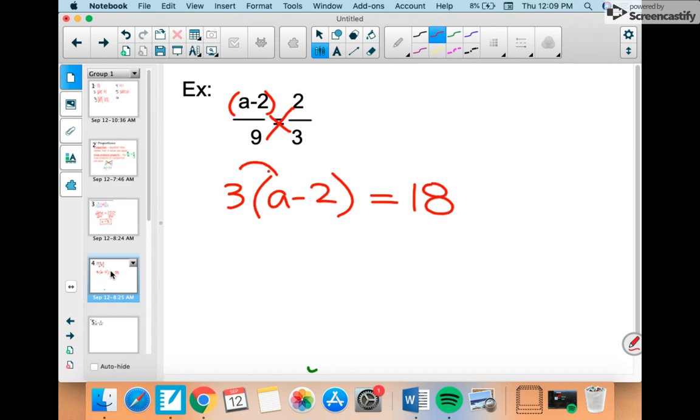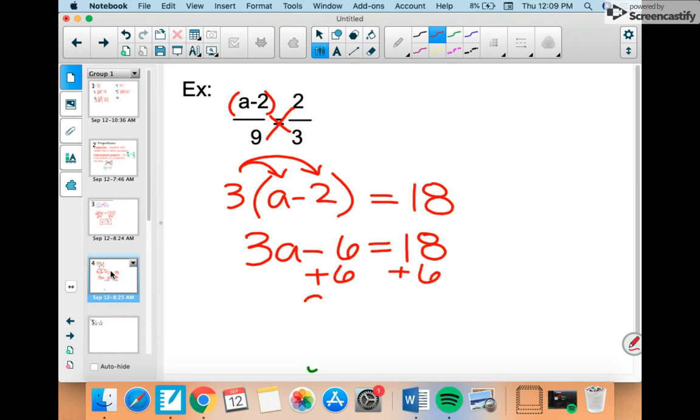To solve this, we're going to distribute 3. So 3 times A is 3A, and 3 times negative 2 is negative 6, equals 18. Add 6 on each side. So we get 3A equals 24. If we divide by 3, we get A equals 8.